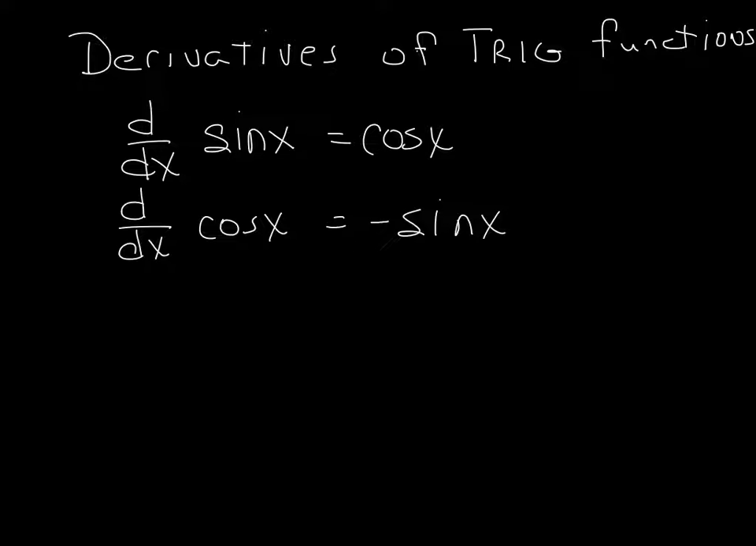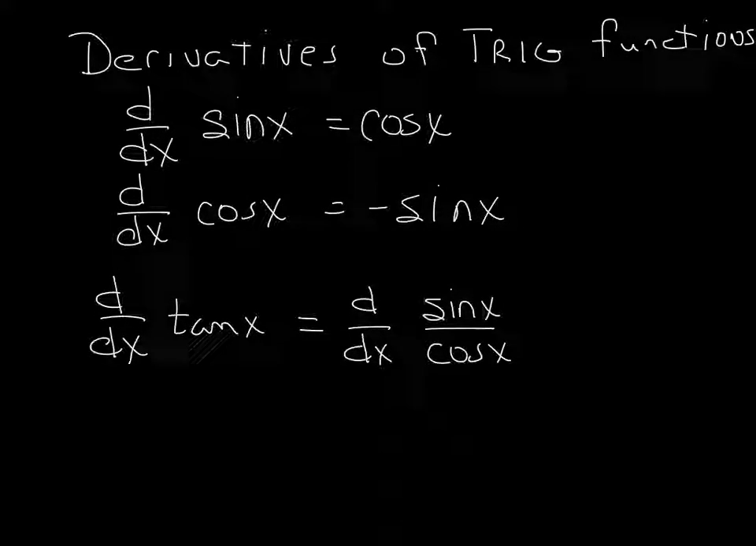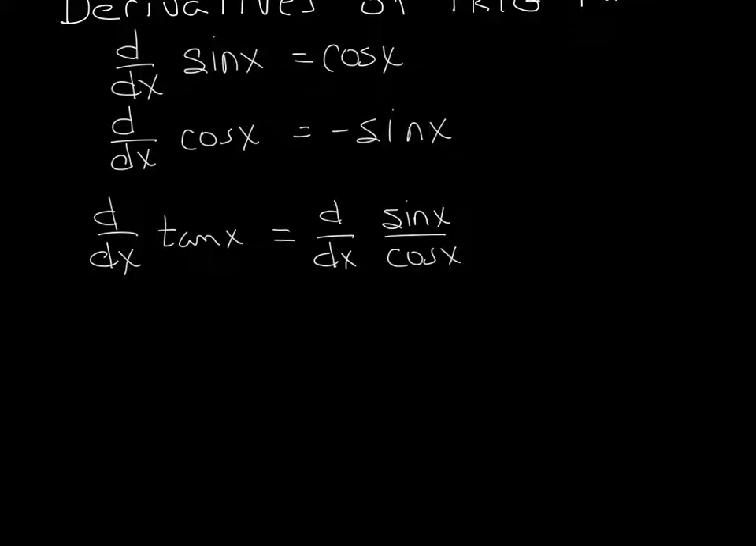So let's start with trying to find the derivative of the tangent of x. Now the tangent is one of those trig functions that can be rewritten, and we could rewrite that as the sine of x over the cosine of x. And now that we know the quotient rule, we can fairly easily find the derivative of the tangent. So let's use the quotient rule.